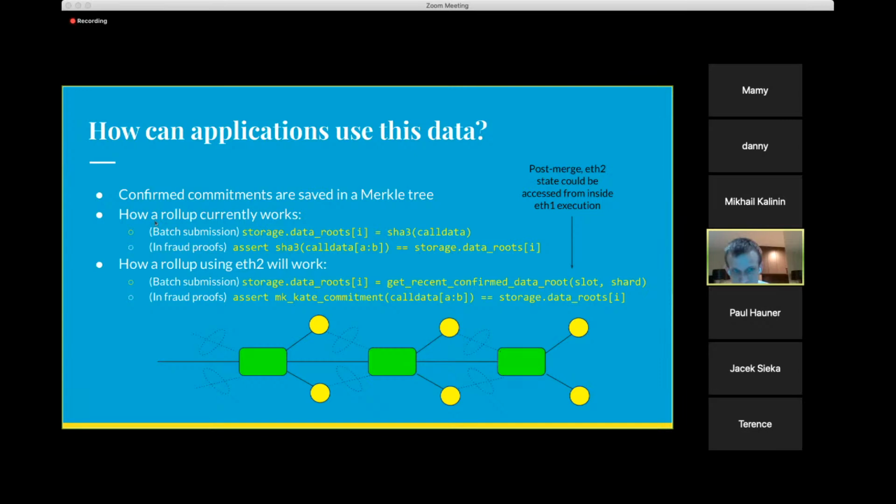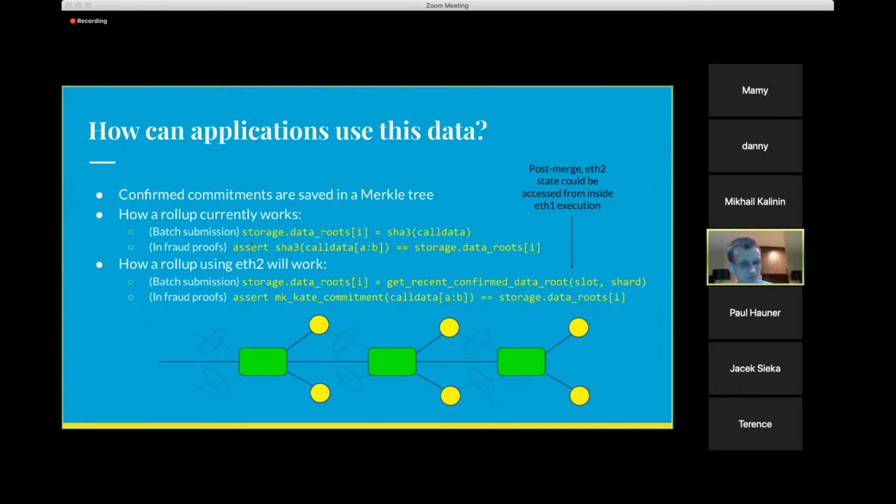The way that a rollup currently works is that you refer to blobs or batches of data by their hash, but you do have to actually prove that the blob is available. So when you submit a batch, you provide the call data, and within the transaction, you hash the call data and save the hash root of the call data in the list of data roots in your storage. Then when you make a fraud proof, the data root gets saved, and once again you hash the portion of the call data that's providing the blob or the batch data, and you check that it equals the data root. So that's how rollups work today.